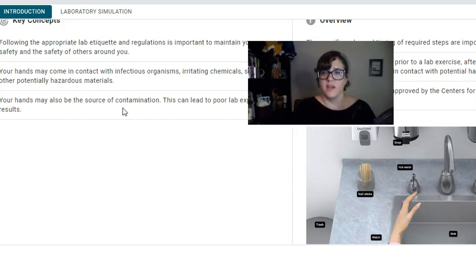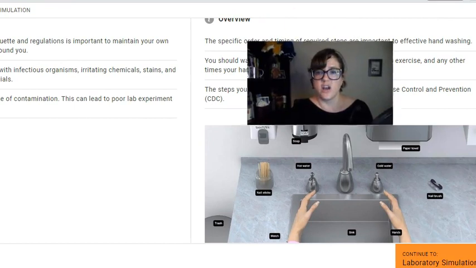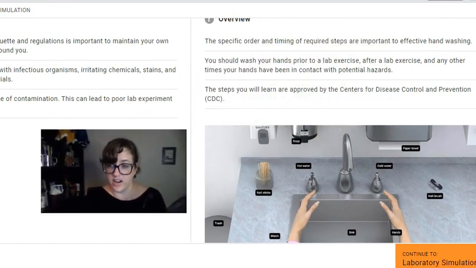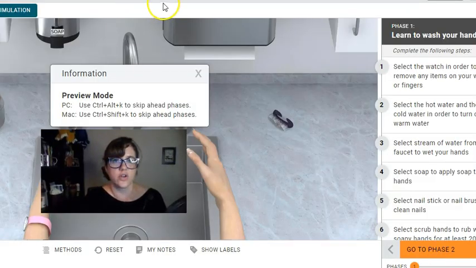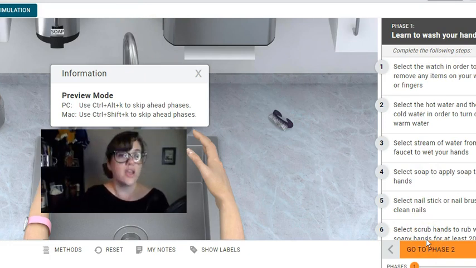And then it tells you an overview. Especially in hand washing, it's very important you do them in the right order and for the right number of times. So when you click on the simulation, it'll walk you through exactly what you need to do. There's a tutorial you can do as well that tells you how the labs work. You don't necessarily have to do it. I will give you extra points if you do them for some extra credit, so that's fun.